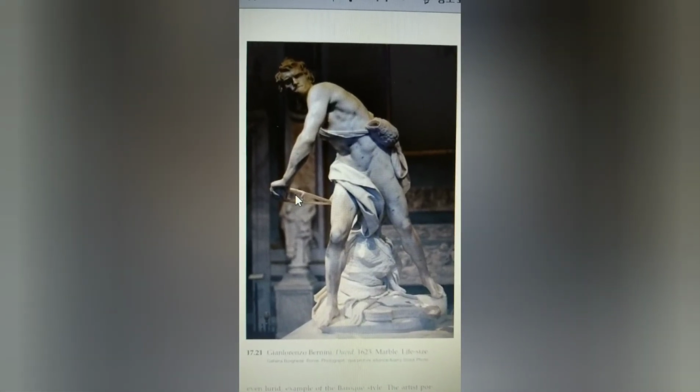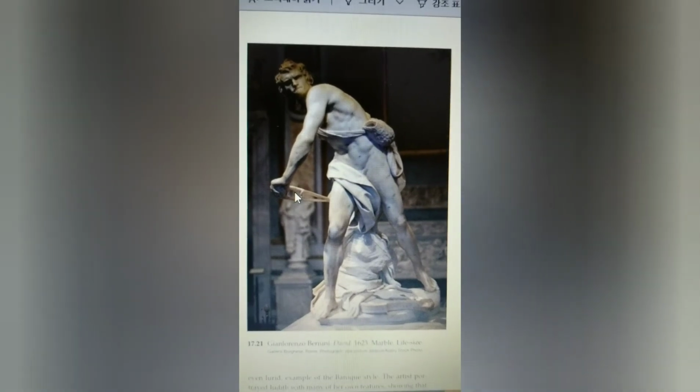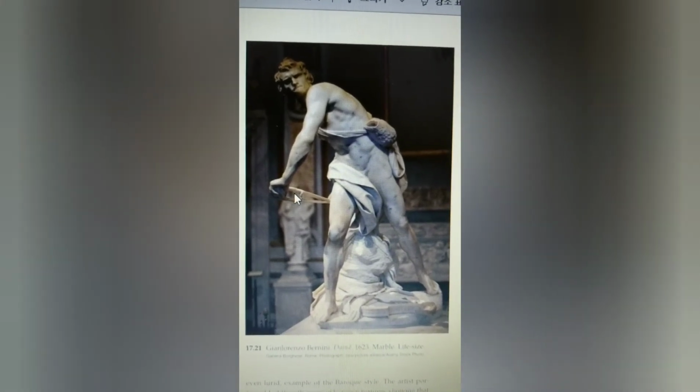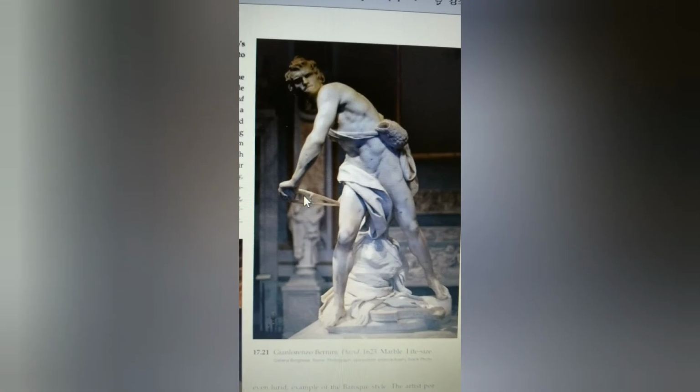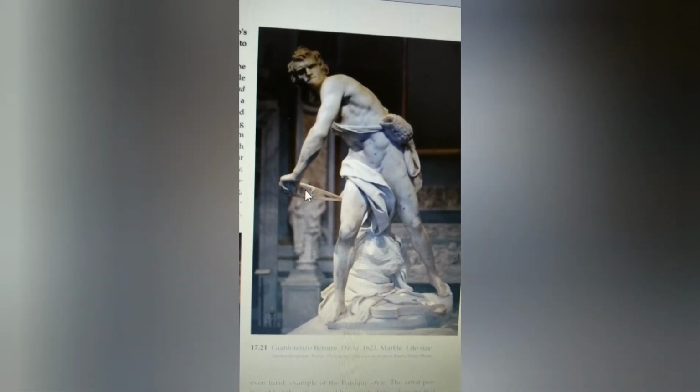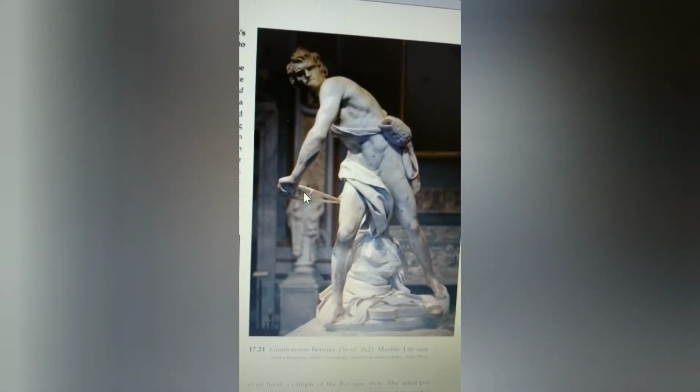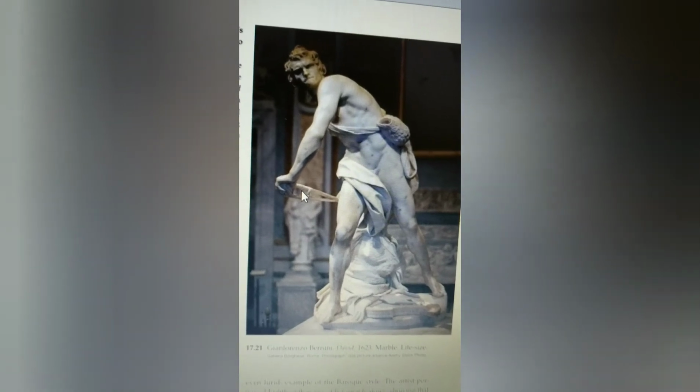And this is David by Gian Lorenzo Bernini in 1623. So we can see its directional force is from front to back, because the sculpture is showing the motion of the backswing.